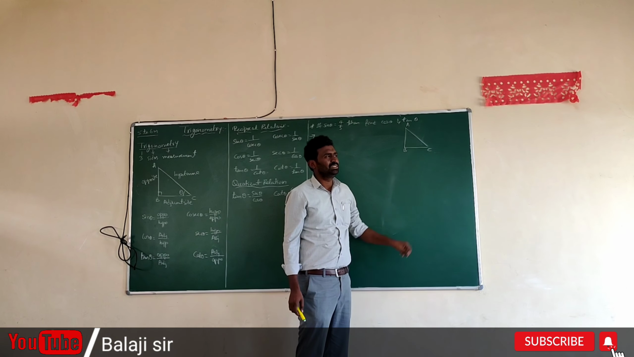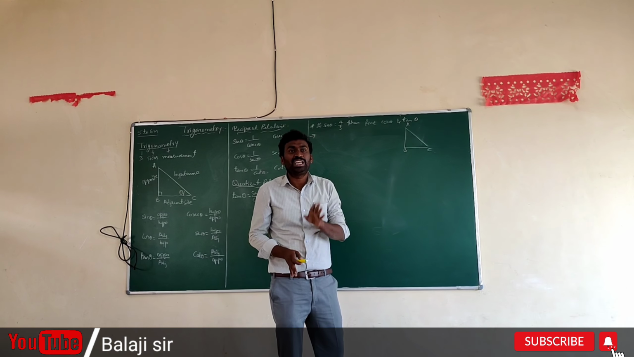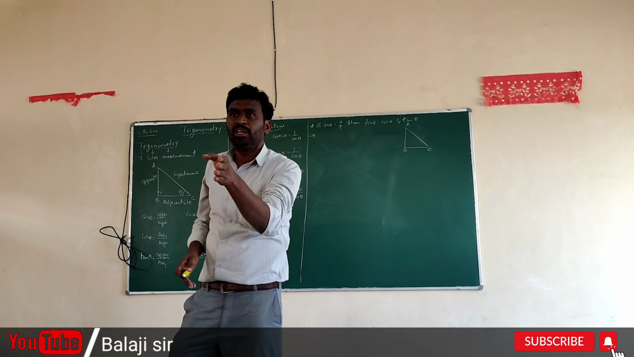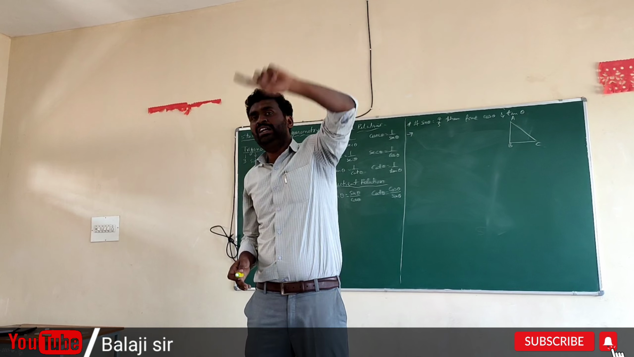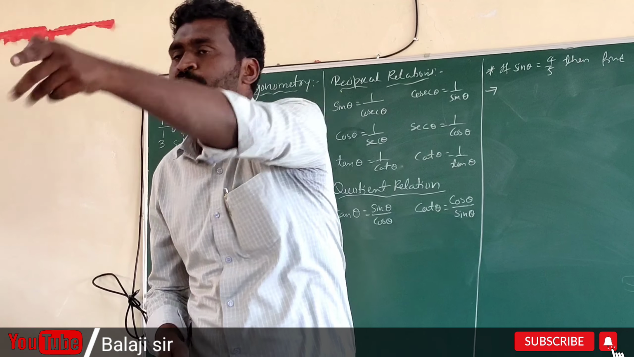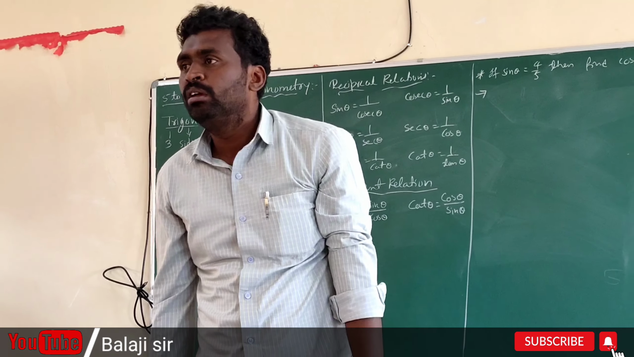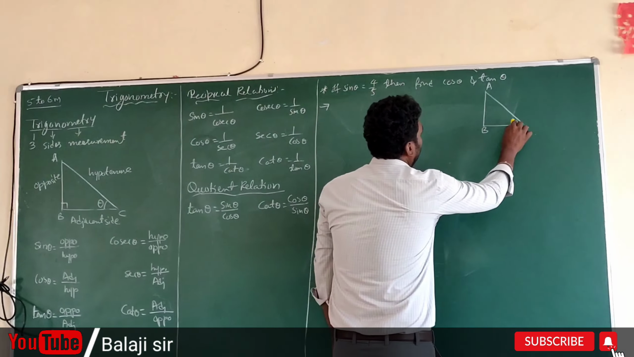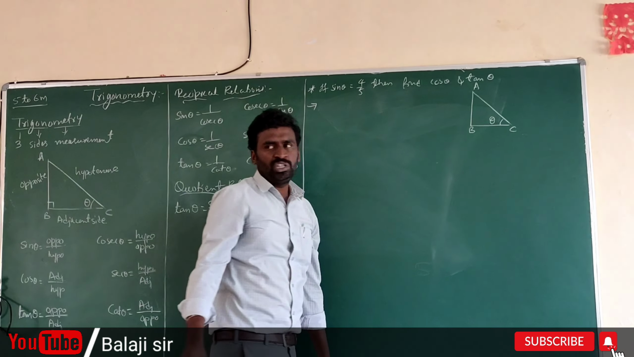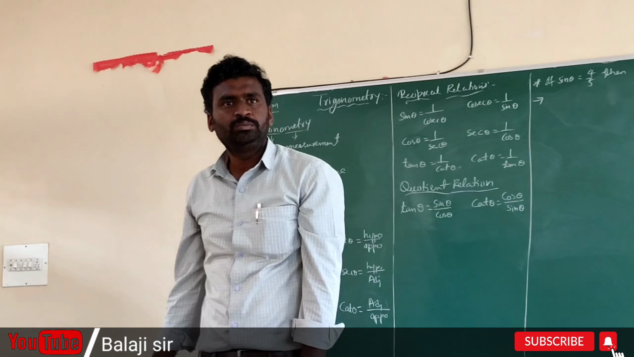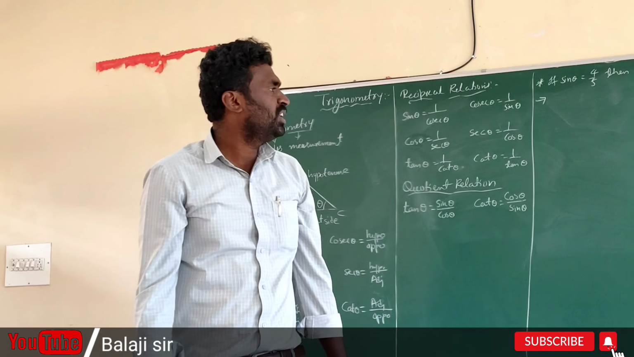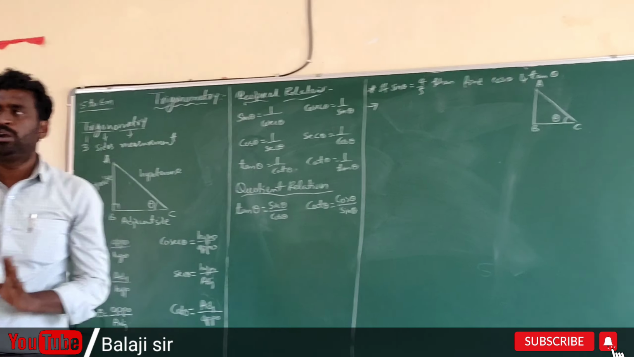I am telling you, if it is sine A, it is better to write theta at the acute angle A, and the right angle is at B. Why? It becomes easy. So here I am going to write theta. Who is the opposite here? AB. Who is the adjacent? BC. Who is the hypotenuse? AC.